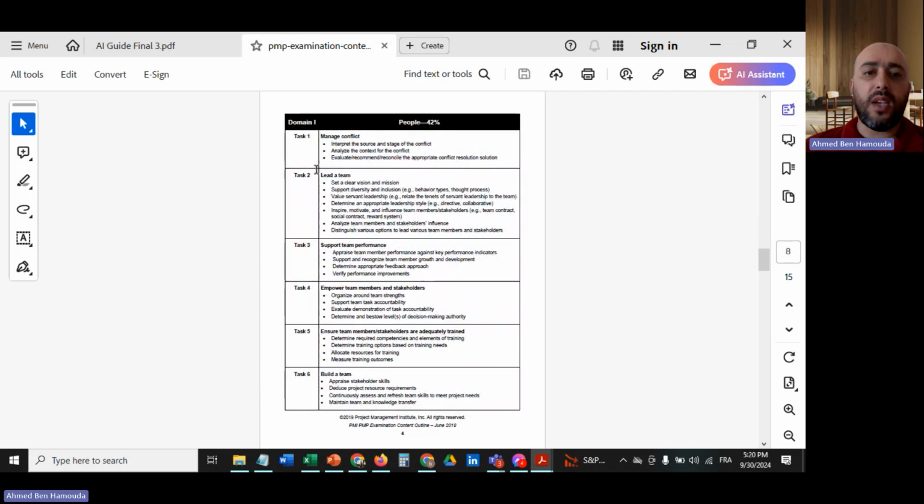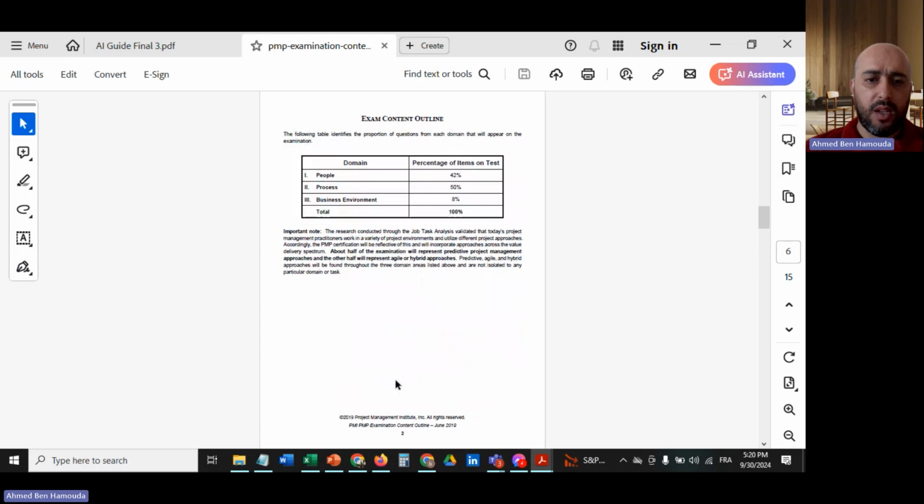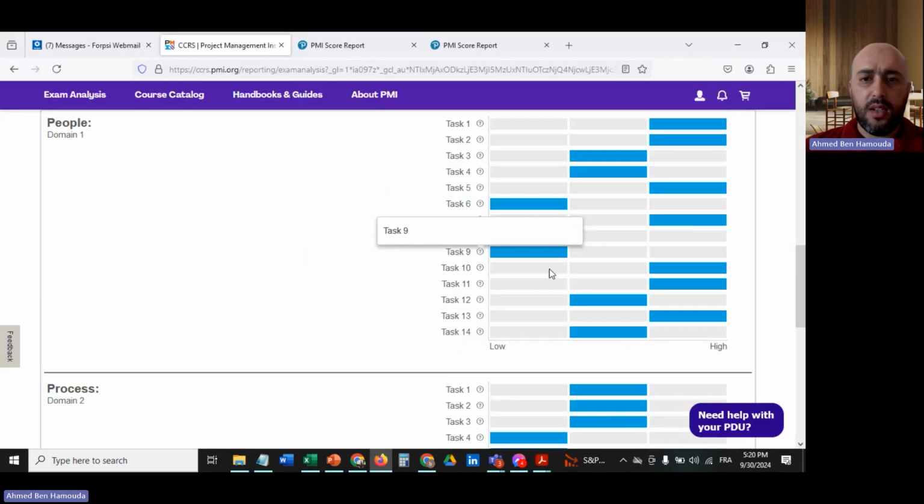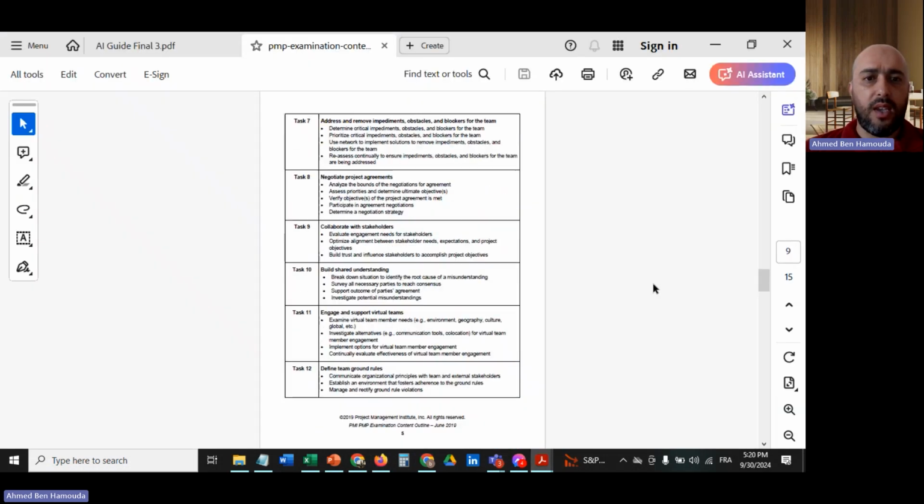So she failed task 6, which is building a team, with all these enablers here, and then she also failed task 8 and task 9. So we go here to task 8, which is negotiating project agreements, and task 9, which is collaborating with the stakeholders.